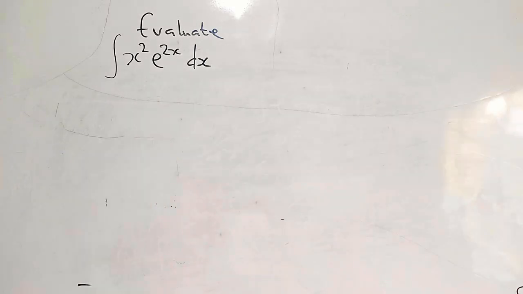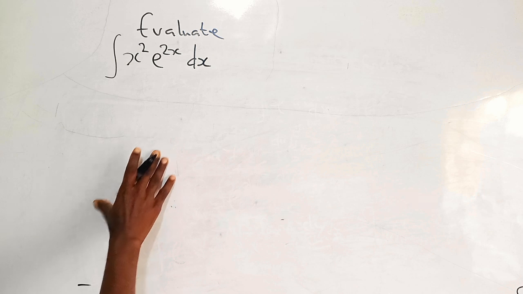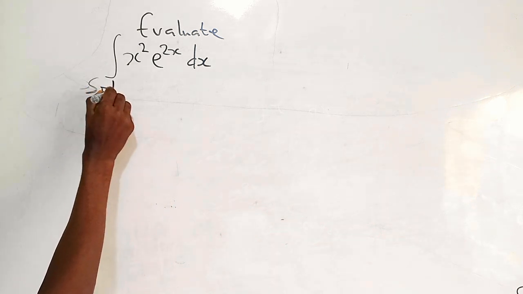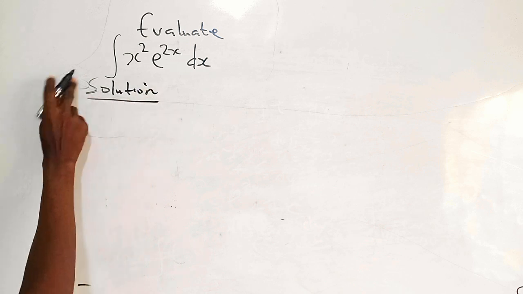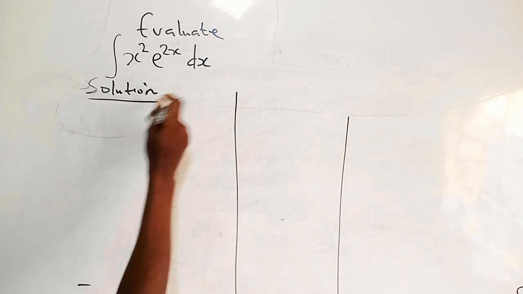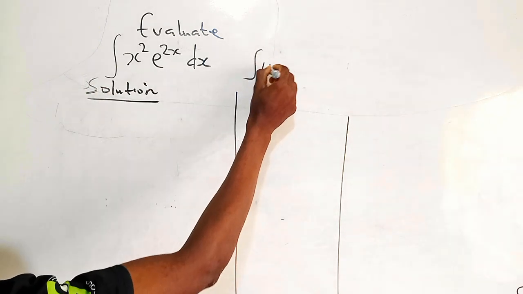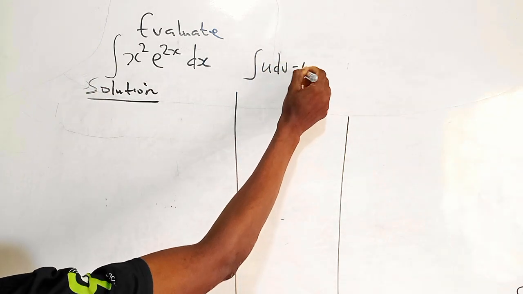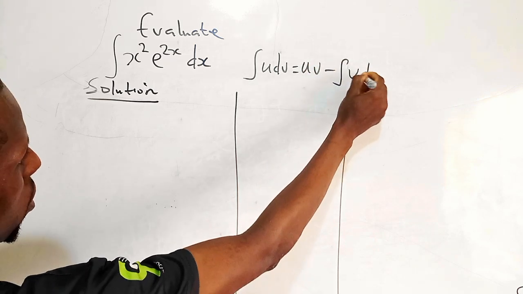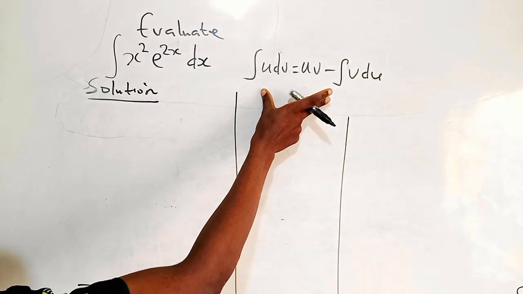Function, and we're integrating using integration by parts method. Okay, so how do we go about this? Solution. So from here, let's say using integration by parts method, the formula is the integral of u dv equals uv minus the integral of v du. Okay, this is the formula for integration by parts method.